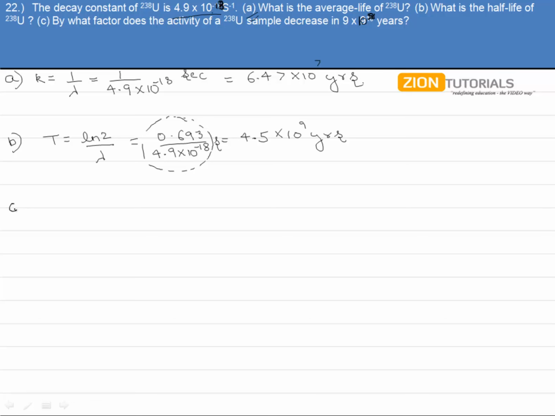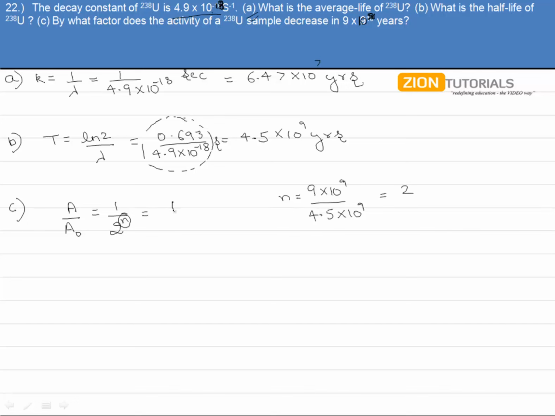Now similarly, proceeding with the third part, that is, by what factor does the activity decrease? Now we all know that A by A naught is equal to 1 by 2 to the power n, where n is the number of half-lives. So here we will be having n, and you can note that this n can be a non-integer. So n is equal to the total time, which is 9 × 10^9, upon half-life, that is 4.5 × 10^9, giving us the value of n to be 2.